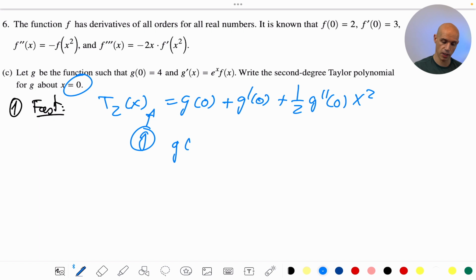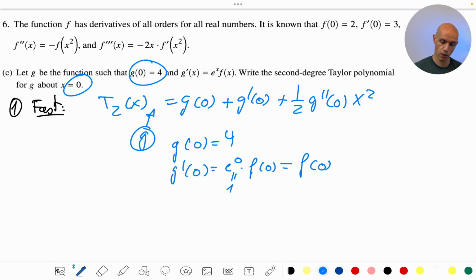And then g(0) equals 4. g'(0) equals e to the power of 0 times f(0), which is f(0), right? Because this is 1. And f(0) was 2, thanks to the wording. Now, the deal is to compute the second derivative. But we can apply the product rule, right?